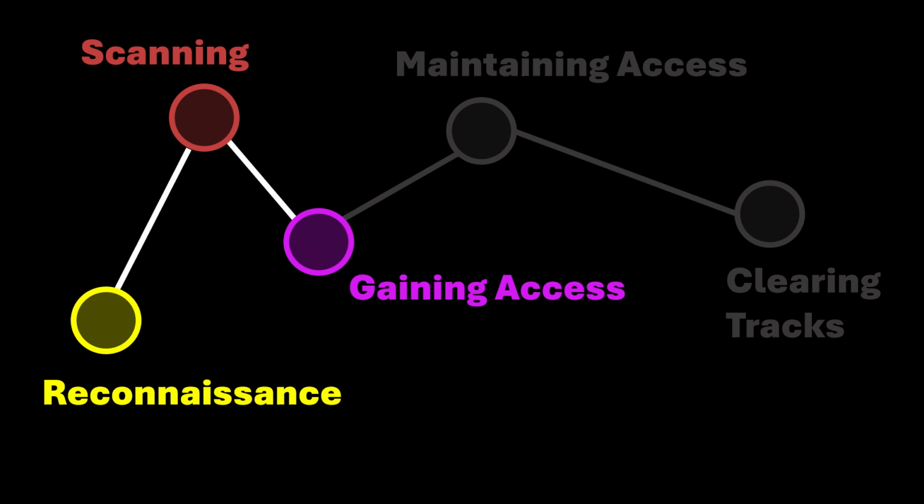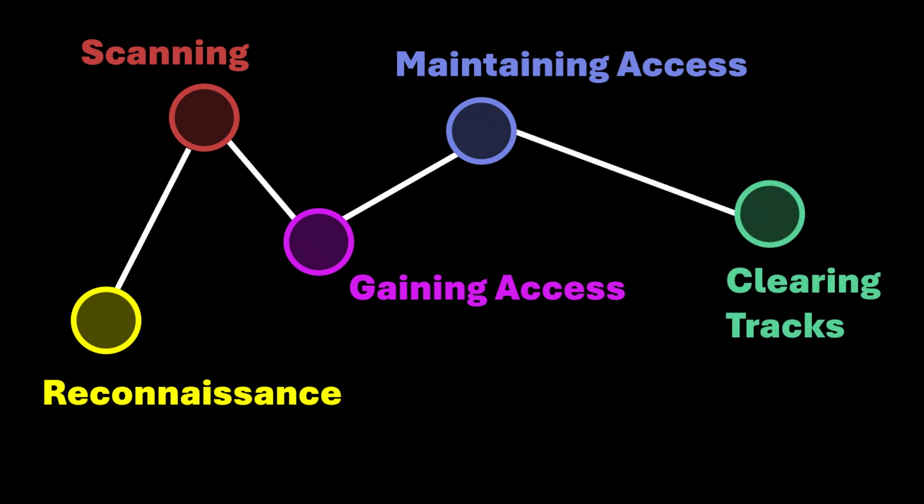In the fourth phase, called maintaining access, the attacker attempts to ensure persistent access by installing backdoors, trojans, rootkits, or other forms of persistent threats. In the final phase, called clearing tracks, the attacker tries to cover their tracks to avoid detection.